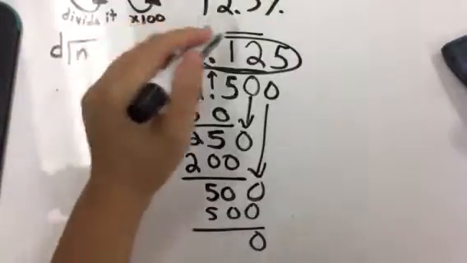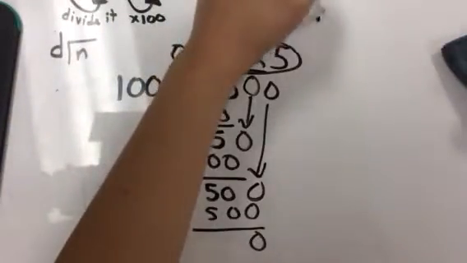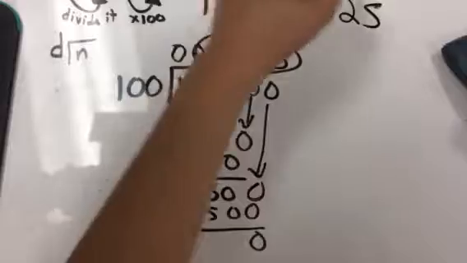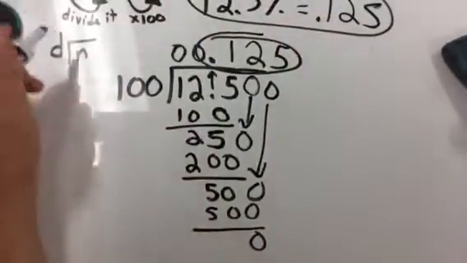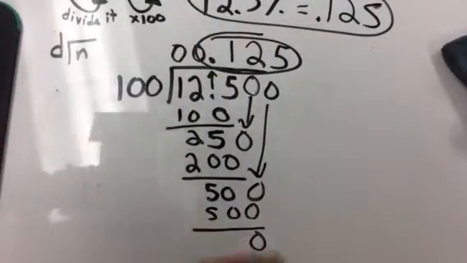So that means that 12.5% is equal to 125 thousandths. So that's just one of my examples on how I would change from percent to decimal.